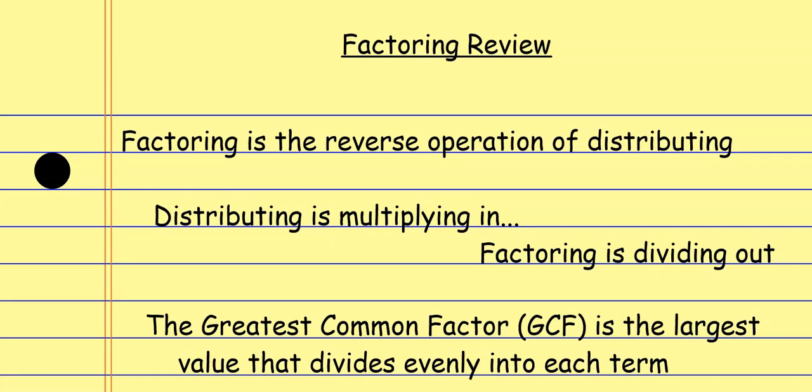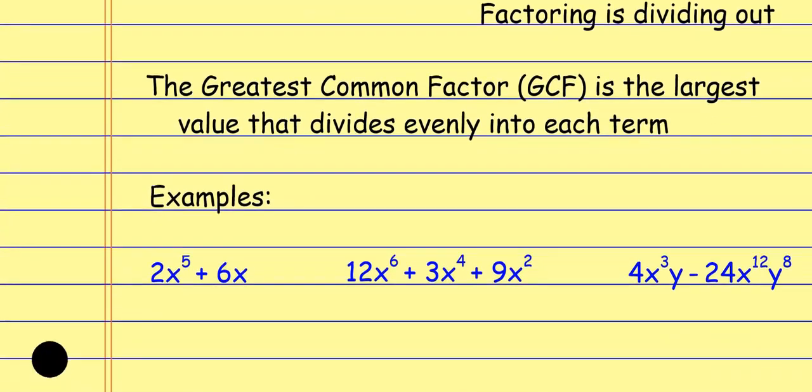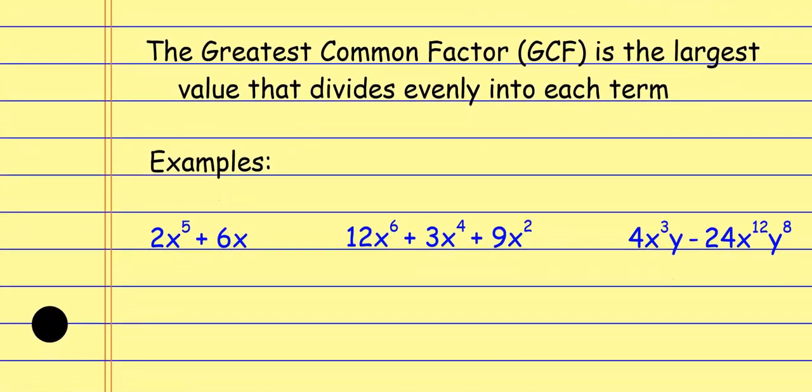Again, all of these things are just the reverse of the distributive property, but we have different methods for factoring, for undoing the distributive property, because we have different types of distribution that we've looked at. So distributing is multiplying in, factoring is dividing out. The first one we're going to look at is factoring out the greatest common factor. Remember, the greatest common factor is the thing that divides evenly into each thing.